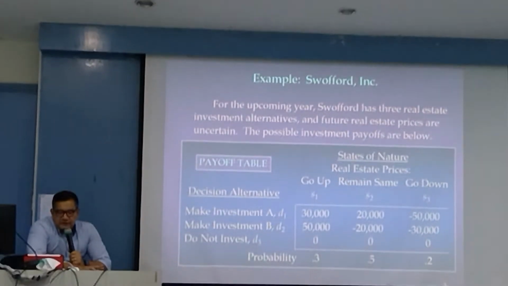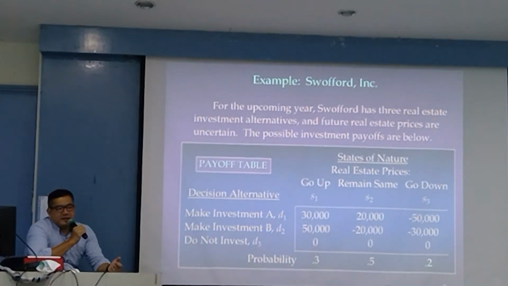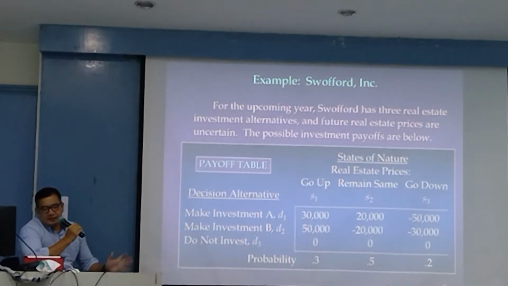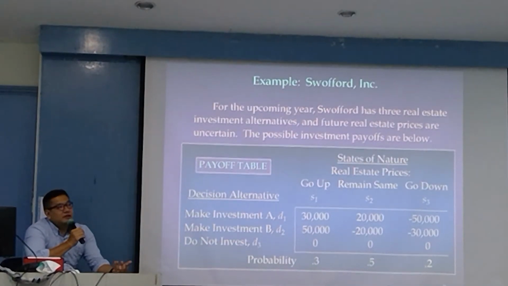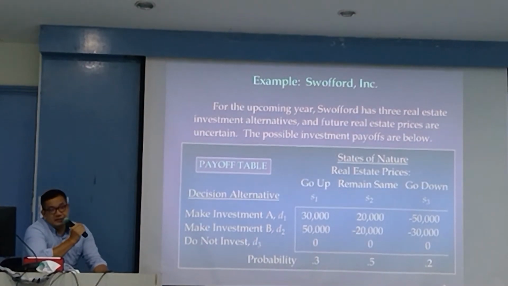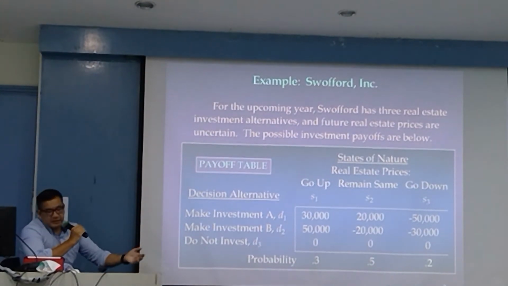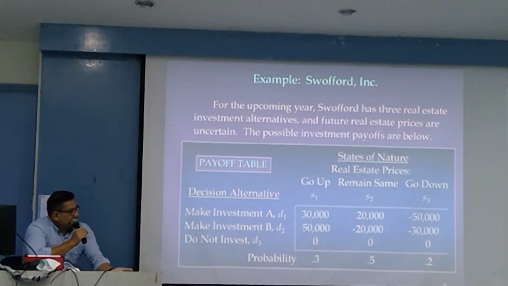For example, if this company makes an investment in real estate A, they can expect 30,000 in the case that the price of real estate is going up. There may be a loss of 50,000 in the case that the price is going down, something like that. Suppose that we know the probabilities for each outcome: the price going up is 0.3, remaining the same is 0.5, and going down is just 0.2.